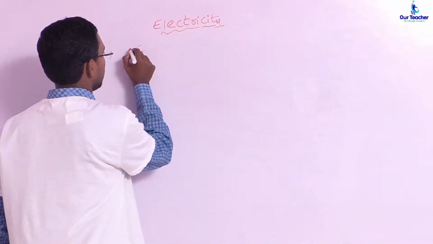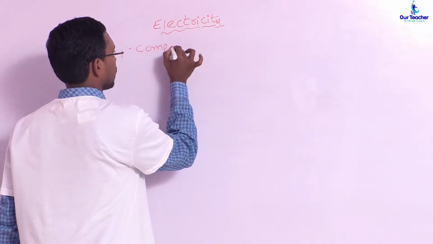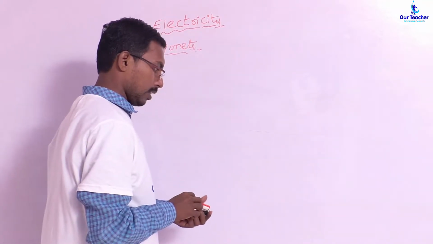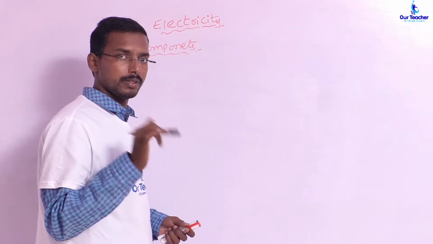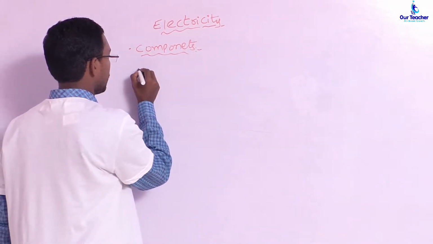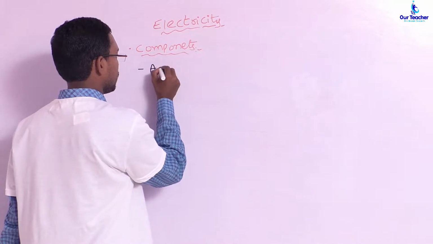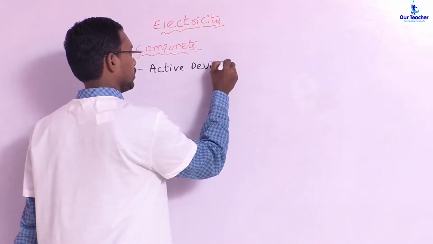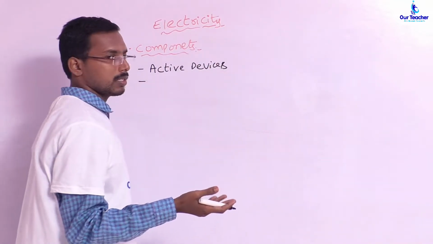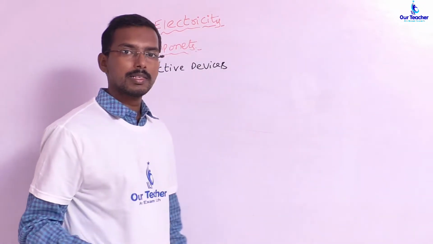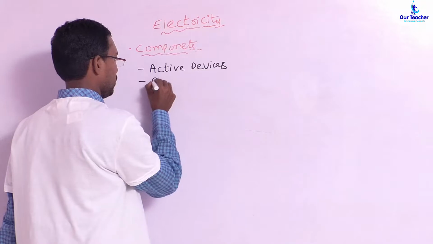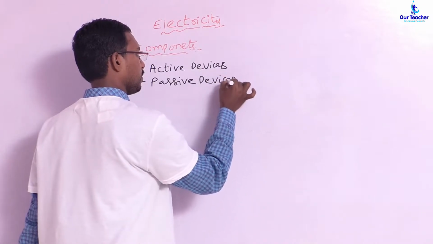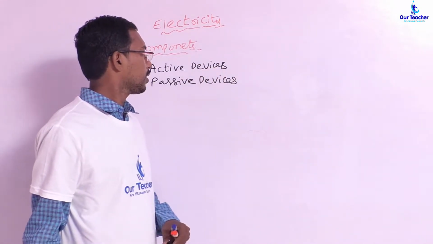About components, first one. What do you mean by components? If you see, some devices are able to produce electricity and some devices will utilize electricity. Devices which produce electricity are called active devices of electricity, and the components which utilize this electric power will be called passive devices. Okay, so let us see what the active devices are.